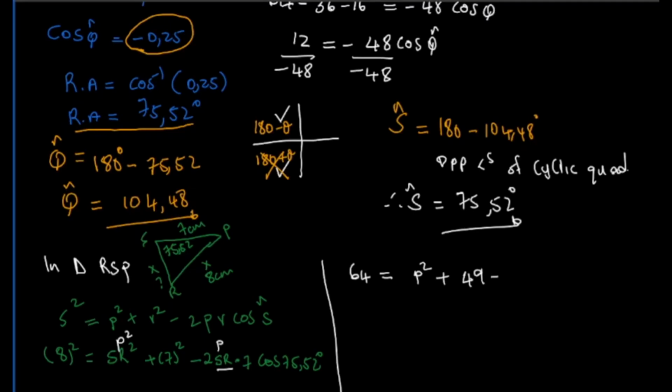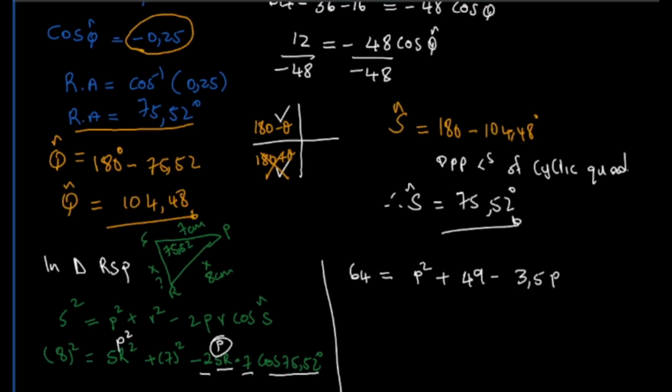Minus 2 times p times 7, that's 14, okay? 2 times 7, the cos of 75.52. What do you get? I get 3.5. So that's 3.5p. Remember the p there, okay?